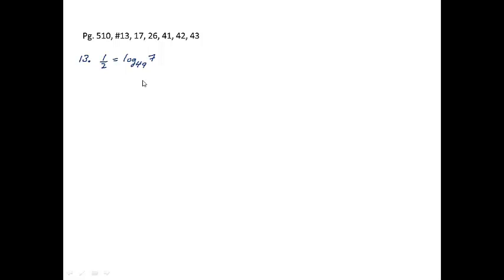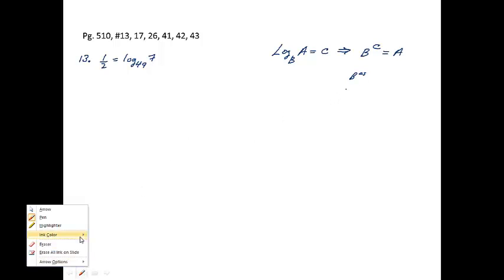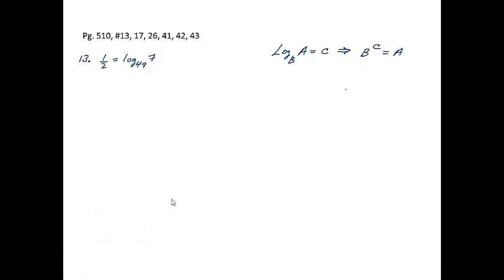It says, write each equation in its equivalent exponential form. So you must go from the log form to the exponential form. Let's remind ourselves how that property looks. We have log base b of a equals c. To go to exponential form, it becomes b to the c power equals a. So the base to the value equals the argument.